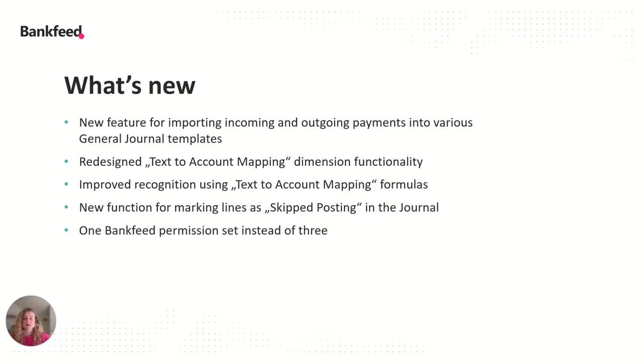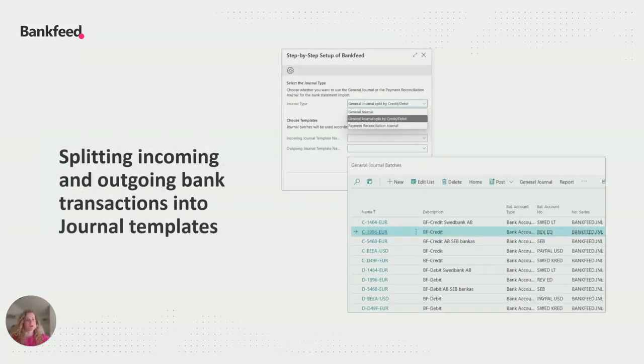We also redesigned text-to-account mapping dimension functionality, improved recognition using text-to-account mapping formulas, added a new function in the journal for you to be able to mark lines as skip posting, and gathered all Bankfeed permission sets into one permission set. So let's just start with the first one, splitting incoming and outgoing bank transactions into journal templates.